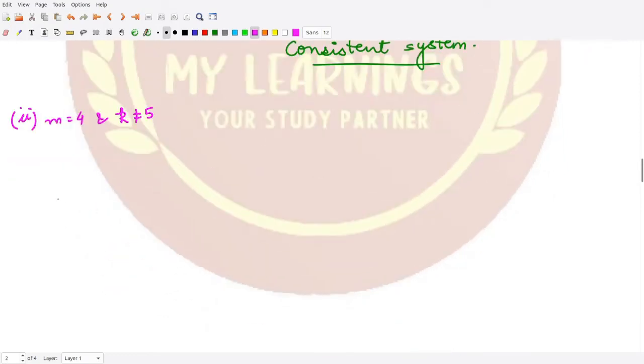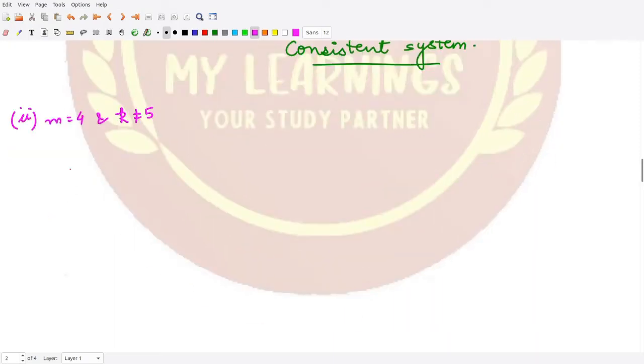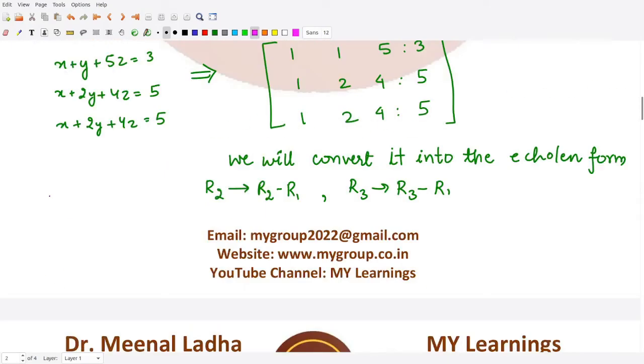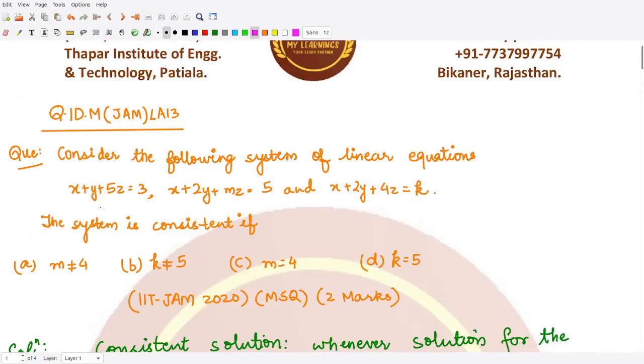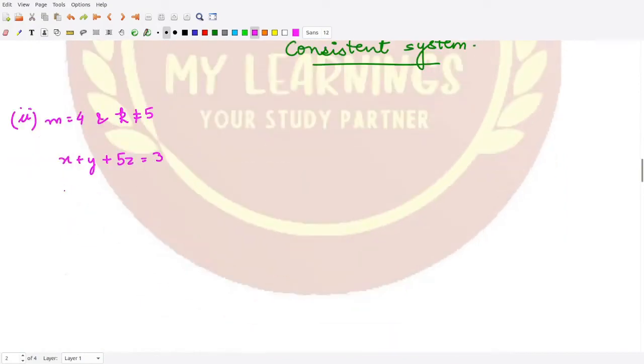In this case, what would your system become? The first equation would be as such: x plus y plus 5z is equal to 3. The second one: we have m here, so in place of m we would have 4, so the next one is x plus 2y plus 4z equal to 5. And the last one is x plus 2y plus 4z is equal to k.